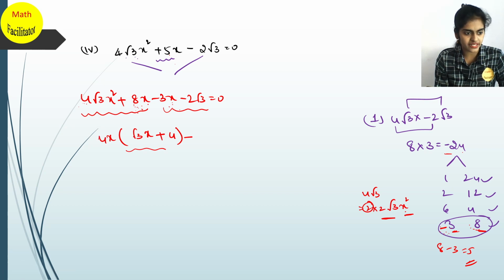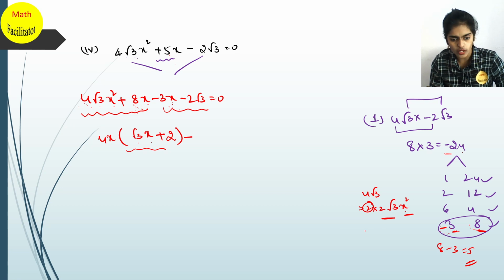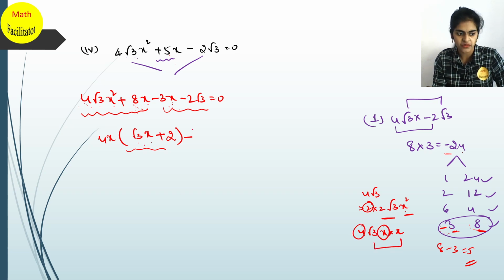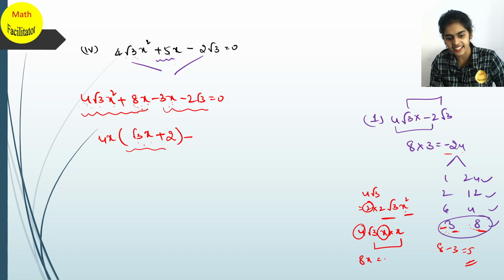So 4x common తీసుకుంటే ఇక్కడ ఏం మిగులుతుంది? root 3x. 4 complete common తీసుకుంటే root 3x మిగులుతుంది. And here 4x common తీసుకుంటే ఇక్కడ 2 మిగులుతుంది. ఒకసారి మళ్ళీ చెప్తాను, ఒకసారి చూడండి. చూడండి ఇక్కడ 4 root 3 x square I can write as 4x into root 3x. 4x common తీసుకుంటే ఏం మిగిలింది? root 3x, that I wrote it here. Now out of 8x, 8 I can write as 4 2s, ఒక x ఉంది. 4x common తీసుకుంటే ఏం మిగిలింది? 2, that I wrote it here.